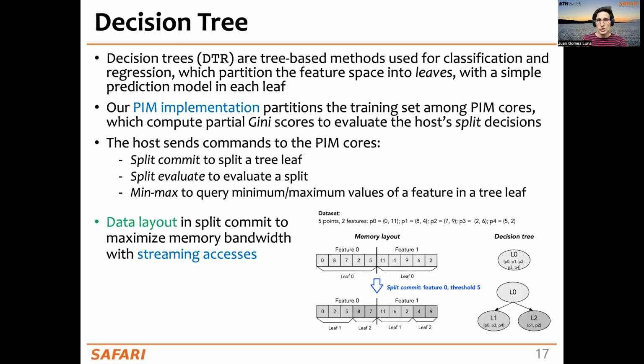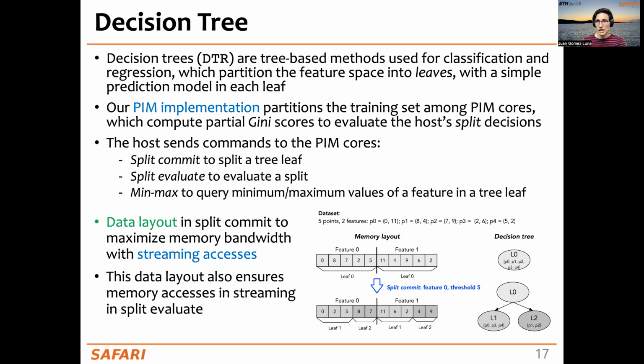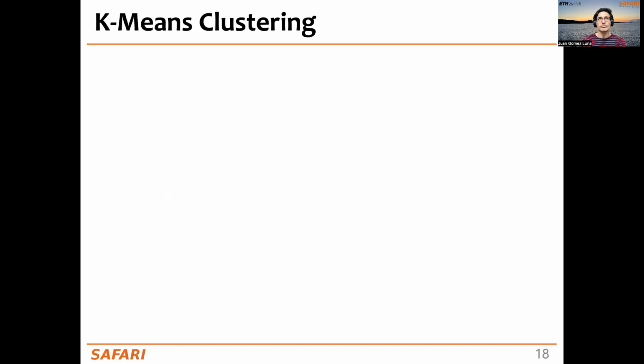In these decision tree workloads, it's really important to lay out data in a nice way during the split commit operation, so that we can maximize the memory bandwidth with streaming accesses. And this data layout also ensures that the memory accesses will be streaming during the split evaluate.